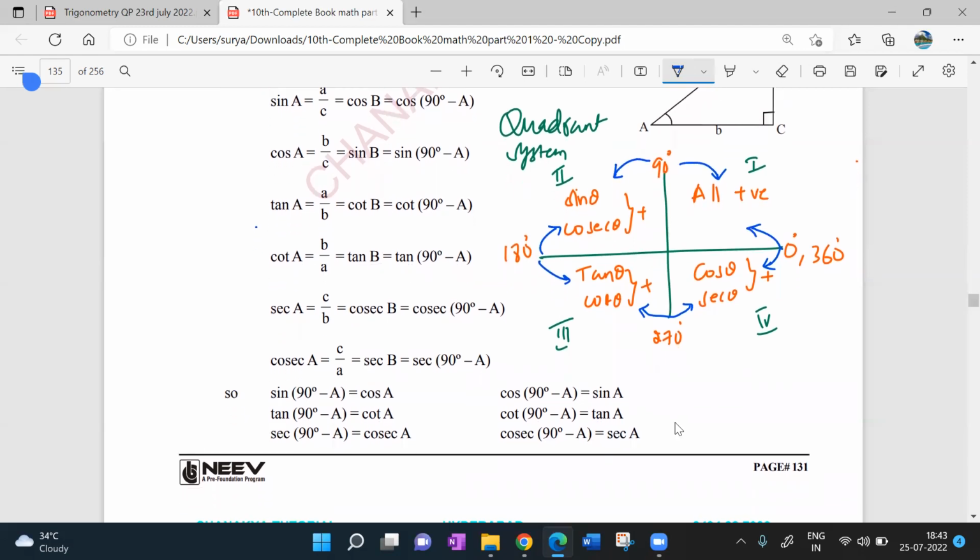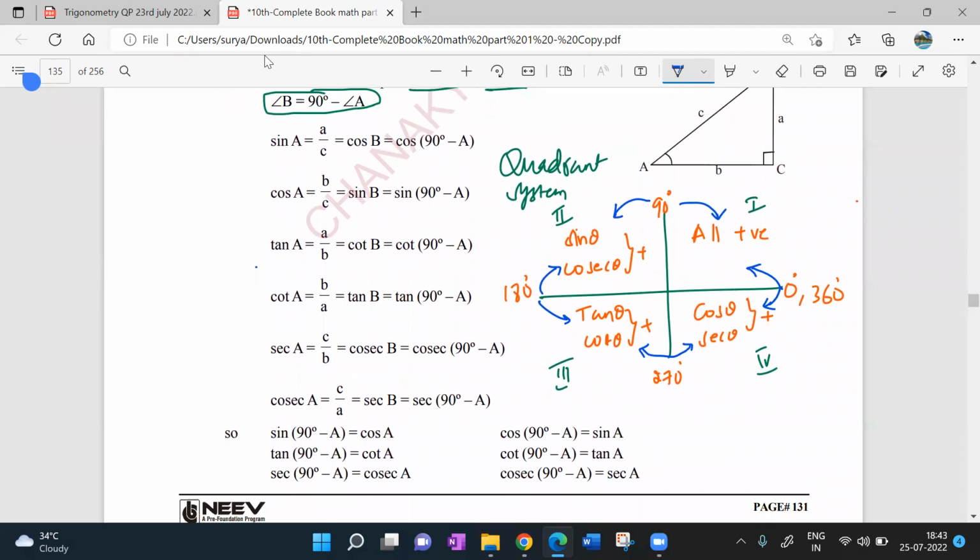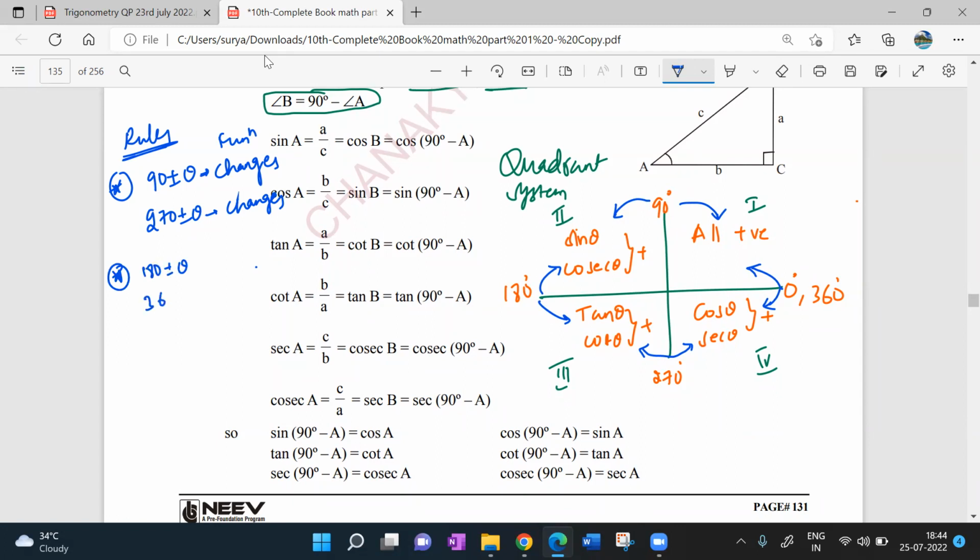So I'll tell you now. Suppose you need to remember one rule actually. What are the rules? Whenever you have 90 plus or minus theta, the trigonometric function always changes. Whenever you have 270 plus or minus theta, the function also changes. Whenever you have 180 plus or minus theta or 360 plus or minus theta, the functions remain the same.